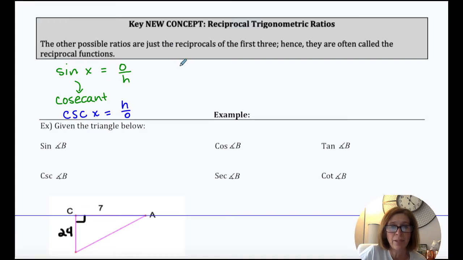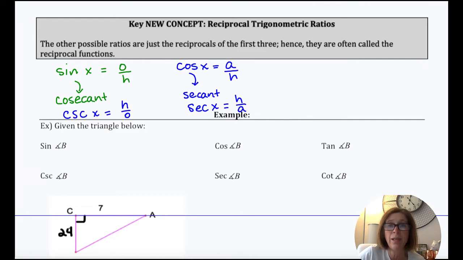All right. Then we've got cosine. Cosine of x is equal to the adjacent leg over the hypotenuse. Its reciprocal function is called secant. We simplify that to SEC, sec. And that would then be the hypotenuse over the adjacent.